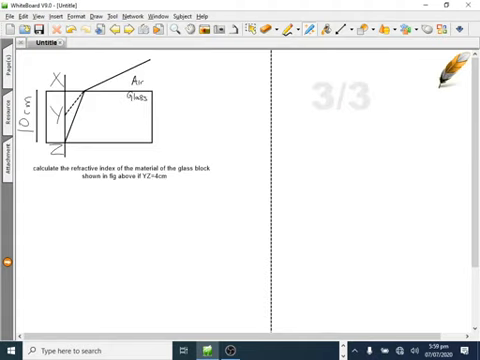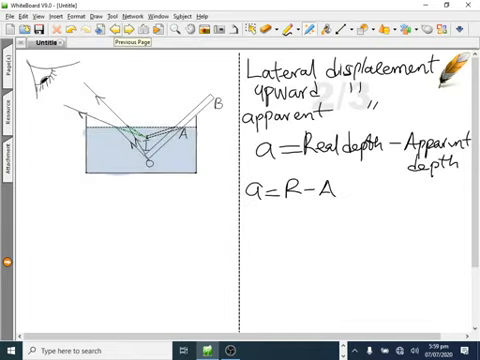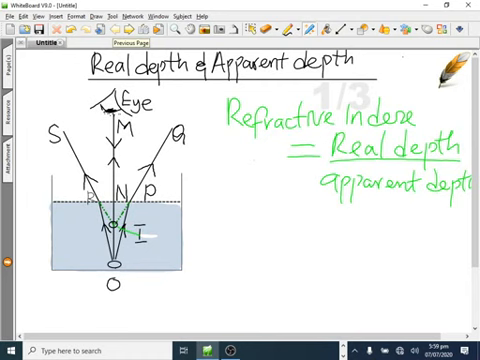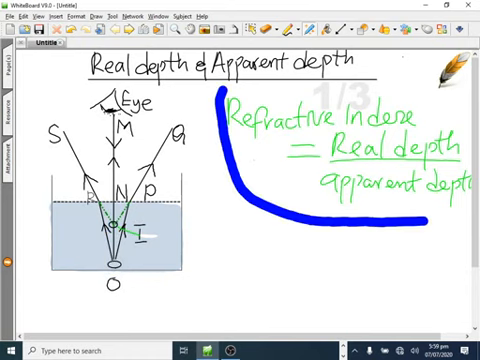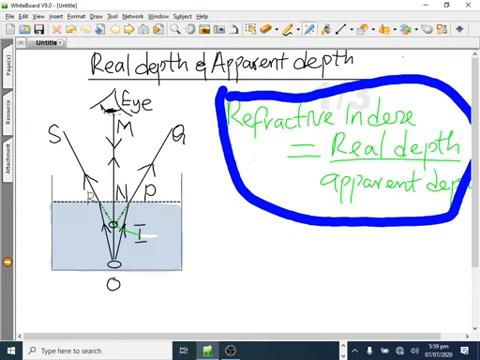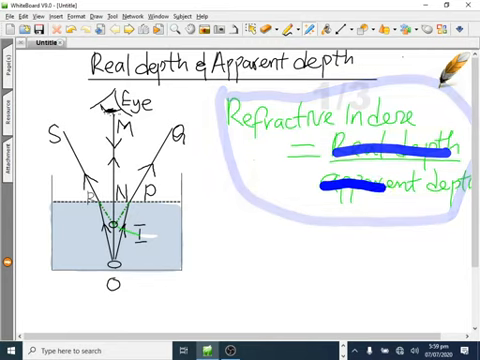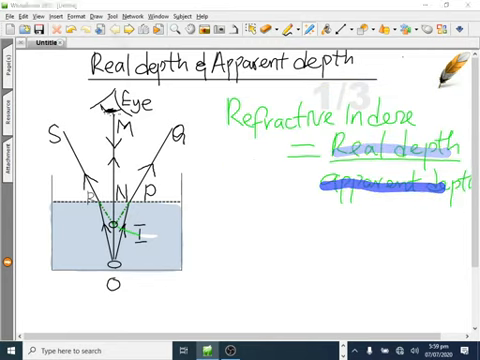Now let's continue. Remember, I told you something on the first page. Let me quickly go back there. I said our N I will be the apparent depth, while our N O will be the real depth. And we said our refractive index equals our real depth over our apparent depth. Okay, so let's continue.